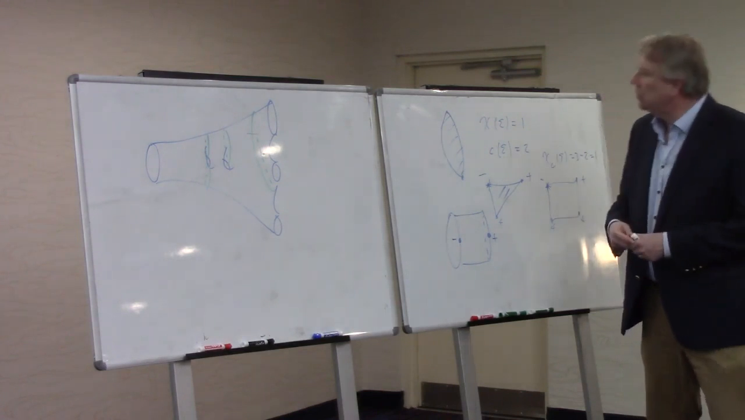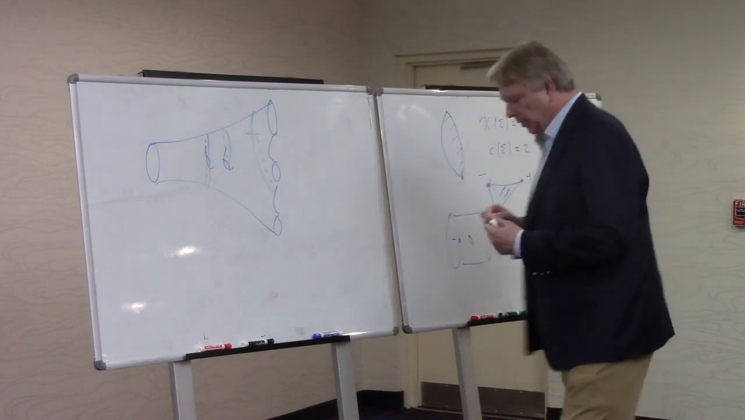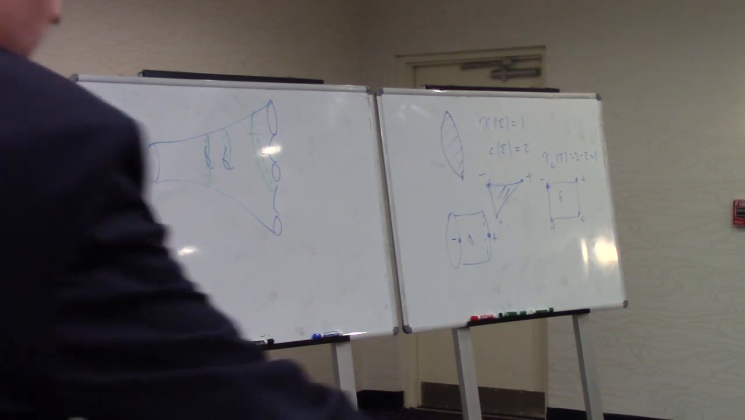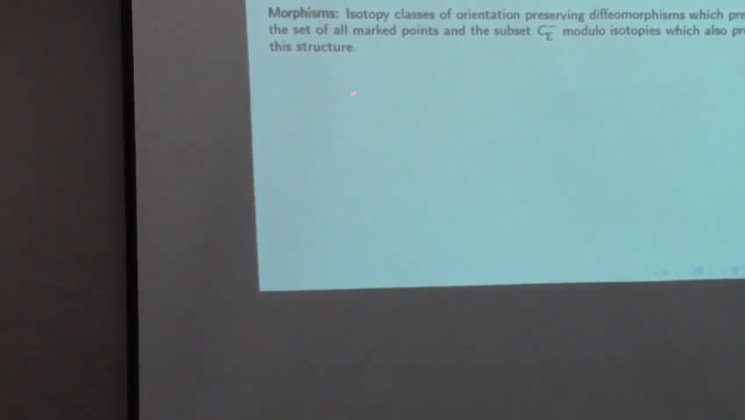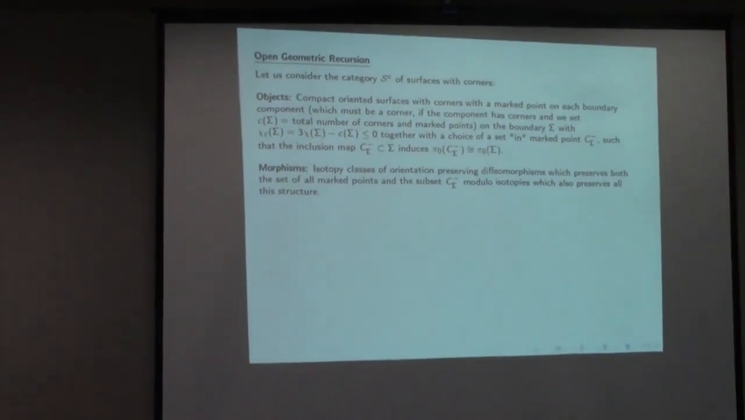Okay. And so on, put some more topology in them, or something like this. Okay, so those are the surfaces, and of course, the morphisms are just isotopies. So isotopic classes of orientation preserving diffeomorphisms preserve both the set of all marked points and the subset of the in marked points, modulo isotopies that also preserve all this structure. And these are diffeomorphisms, so of course they preserve the corners also.